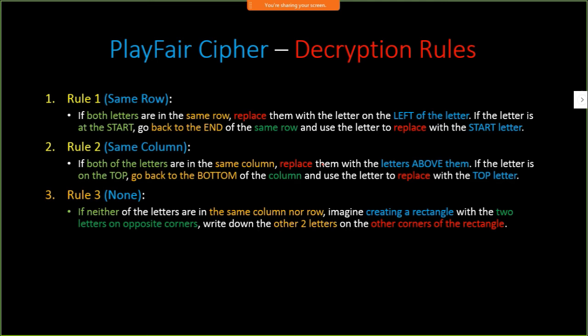Just wait and watch. Left of the letter. Previously, it was the right of the letter, because that was encryption. So that means for decryption it is the left of the letter. That is totally opposite. Another case is if the letter is at the start. Previously we said that if the letter is at the end in the encryption process, it goes to the start. Now go back to the end of the same row, use the letter and replace it with the start letter.